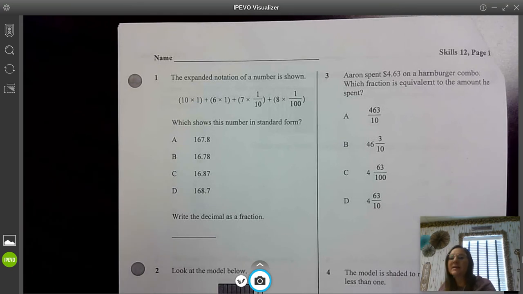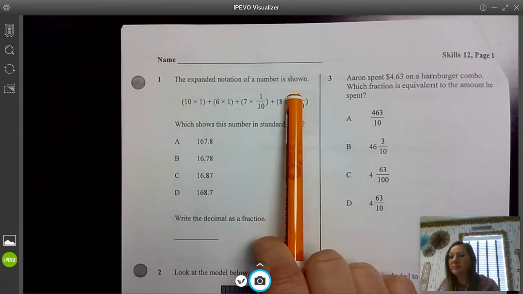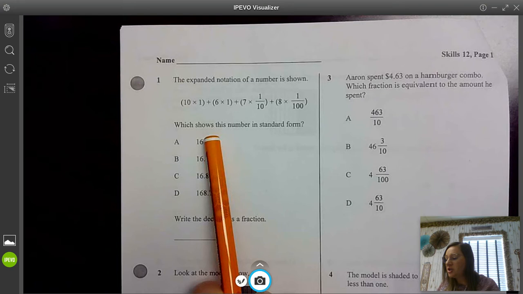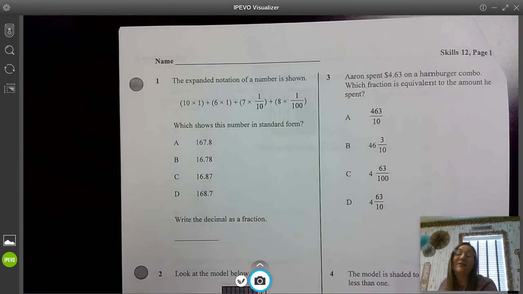All right, if you haven't already done so, go ahead and get out your skills packet, okay? So we're looking at skills 12 together. It says the expanded notation of a number is shown, which shows the number in standard form. Well, I've told y'all before, if you ever have an expanded notation problem, what do I want to see? A place value chart every single time, right?